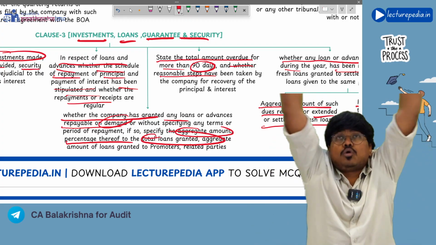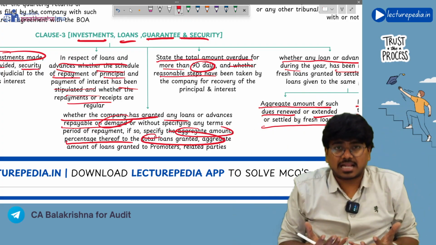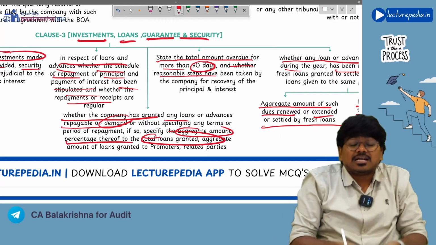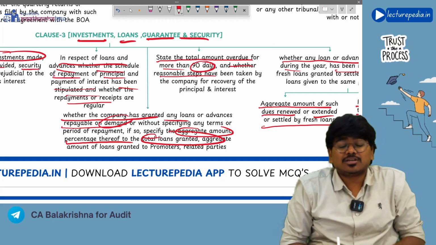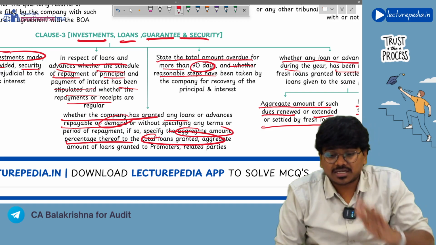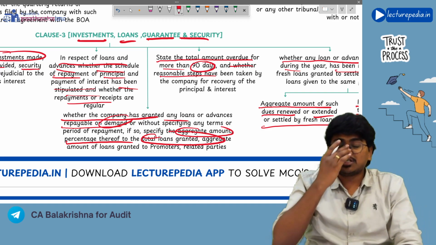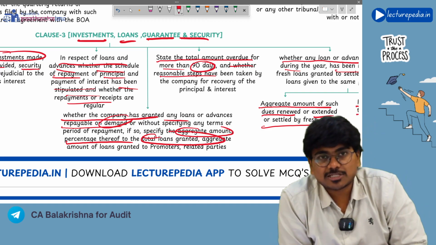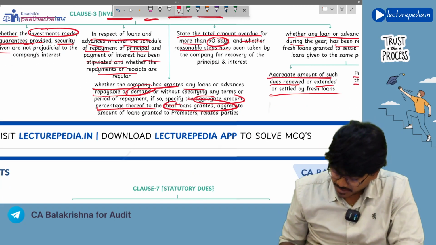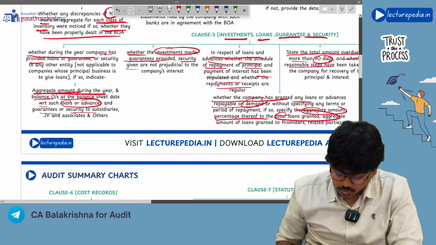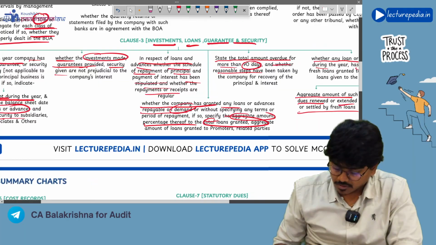So of the total loans that the company has granted, how much is that demand loan, how much is that loan which is without proper terms and conditions. Got it? So these are the points that you will report as per clause 3. Yes. Next, moving to clause number 4, right?